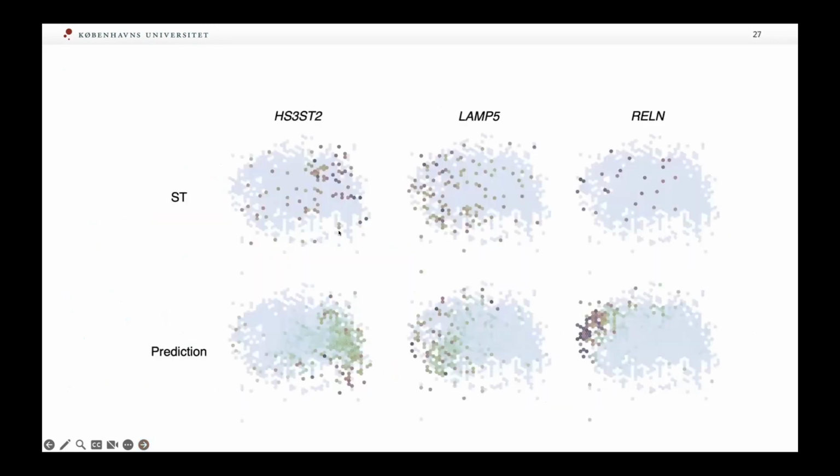And similarly, we investigated the expression of 4 genes to see the match between the ST data and our prediction. And here we found 3 genes. So we can say it's not as good as what we got for the Visium data, but still we recovered the overall gene expression patterns in our prediction to some extent.